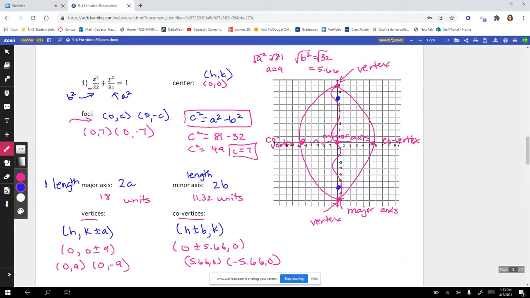Okay, so the length of the major axis was 18, because really, right, it was 9 on each side. 9 to the left, 9 to the right. So we got a total of 18, and the same thing with our minor axis.